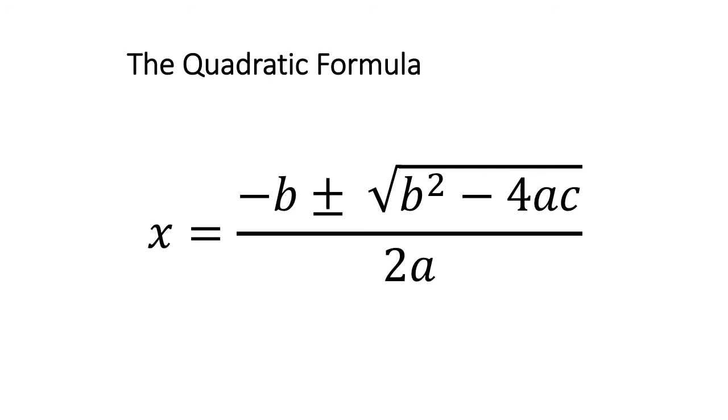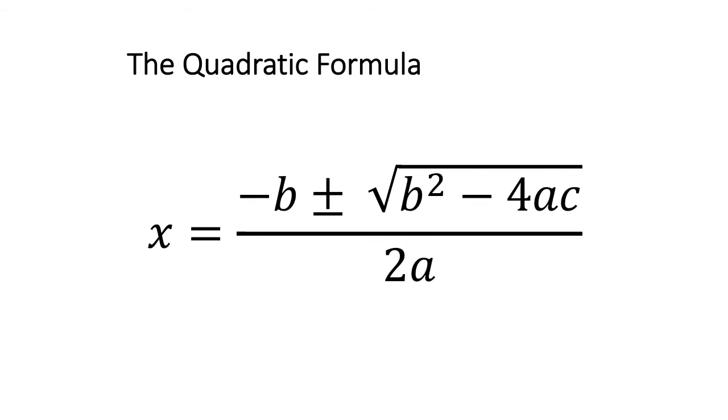The quadratic formula is x equals negative b plus or minus the square root of b squared minus 4ac, and we divide that by 2a. Using this quadratic formula, you are able to work out two different values of x. These values of x will be the solution to the quadratic equation that we are trying to solve.